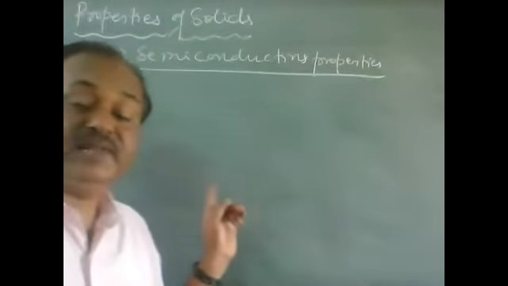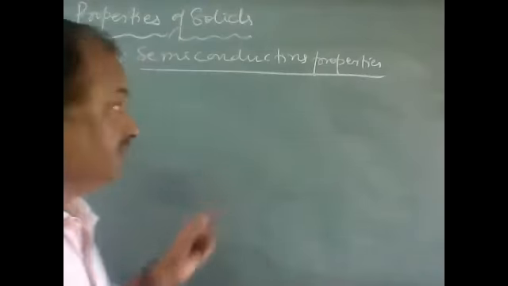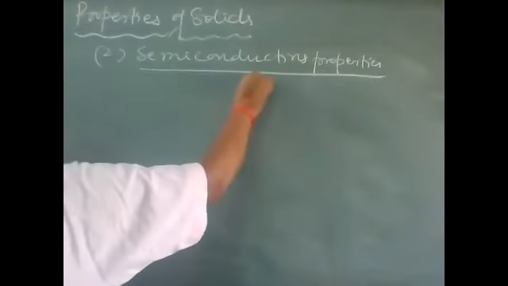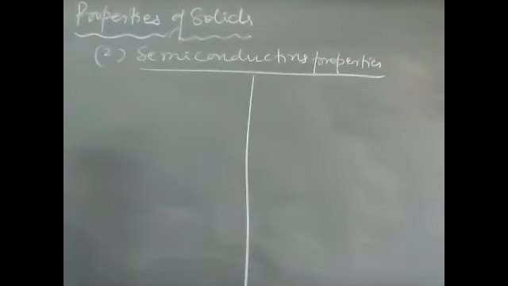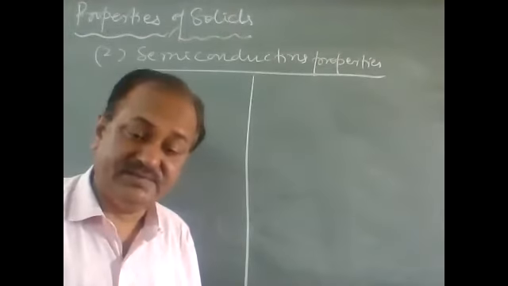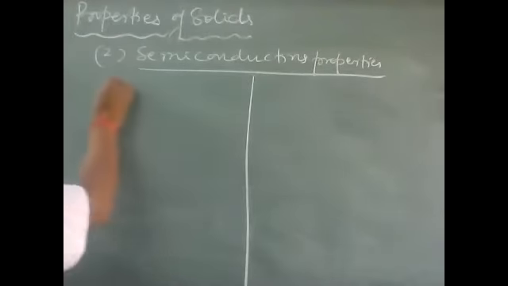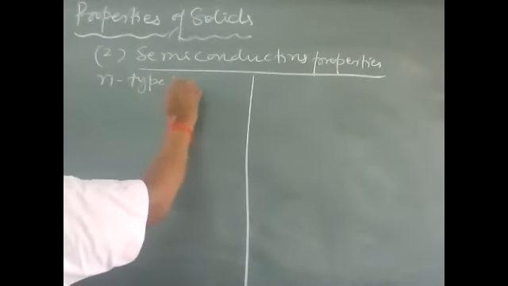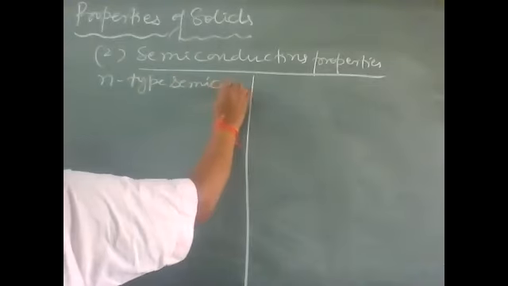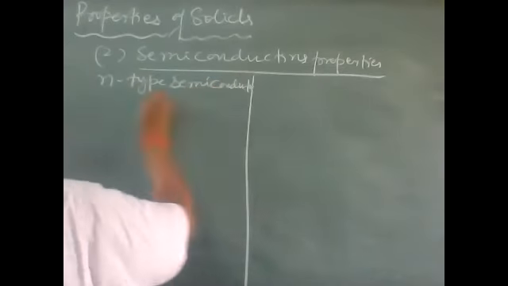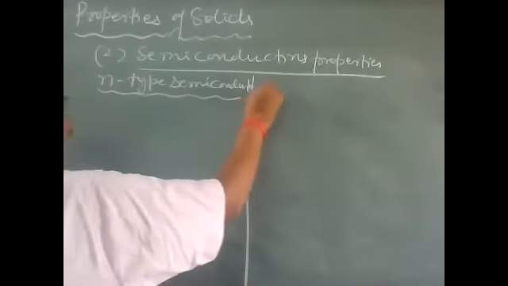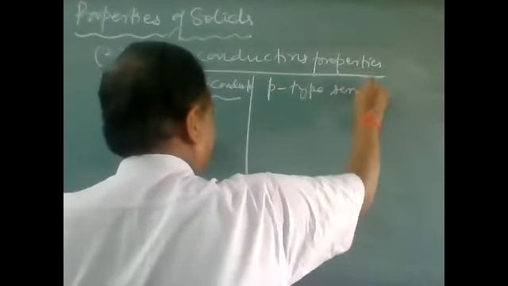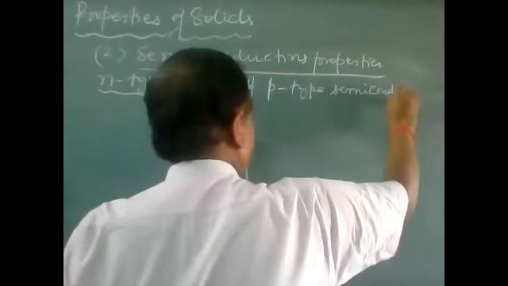Now I am going to explain this very important part, children, the classification of semiconductors. Semiconductors have been divided into two categories. They are of two types. First is N-type semiconductors, and second is P-type semiconductors.